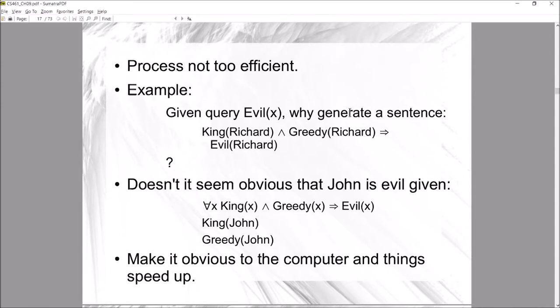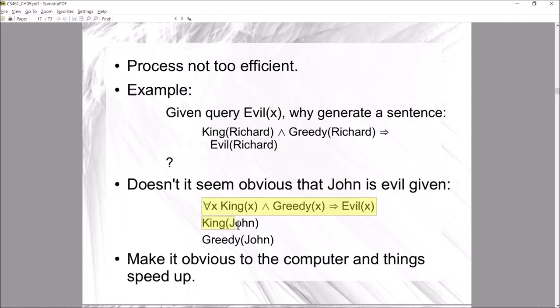Let's say that we run this query, evil X. We want to know if someone's evil. Tell me what's evil. Rather than having to generate new sentences to answer the query, as you would using the propositionalization approach, it doesn't seem obvious that, say, John is the evil one.